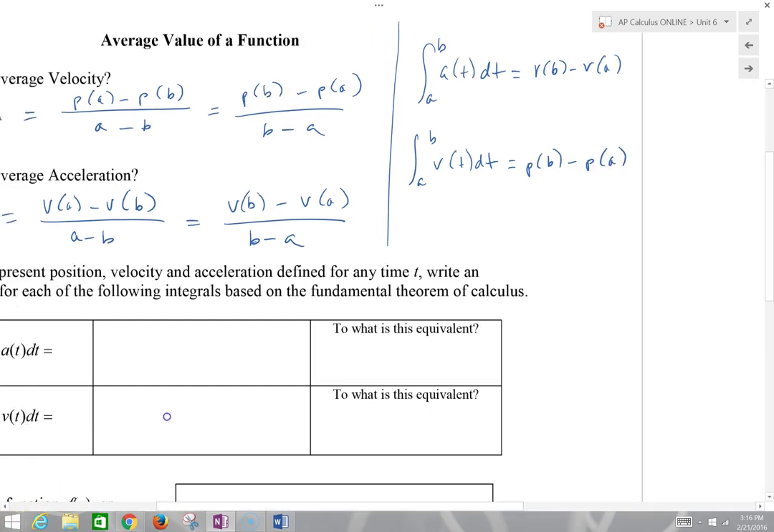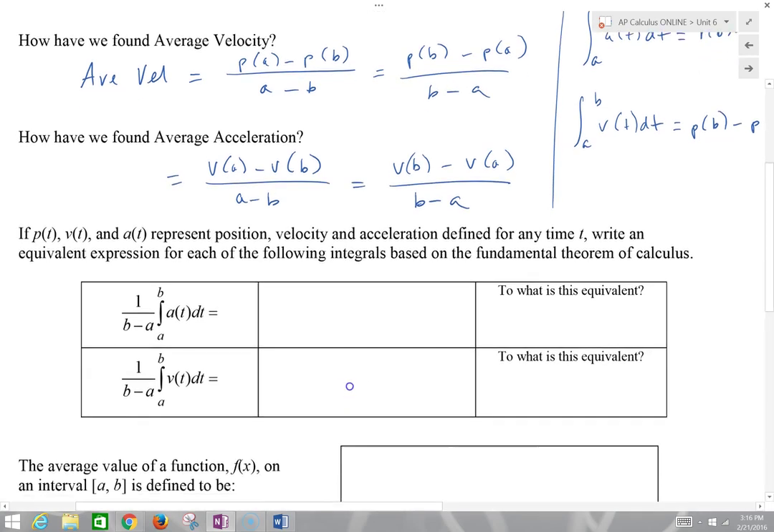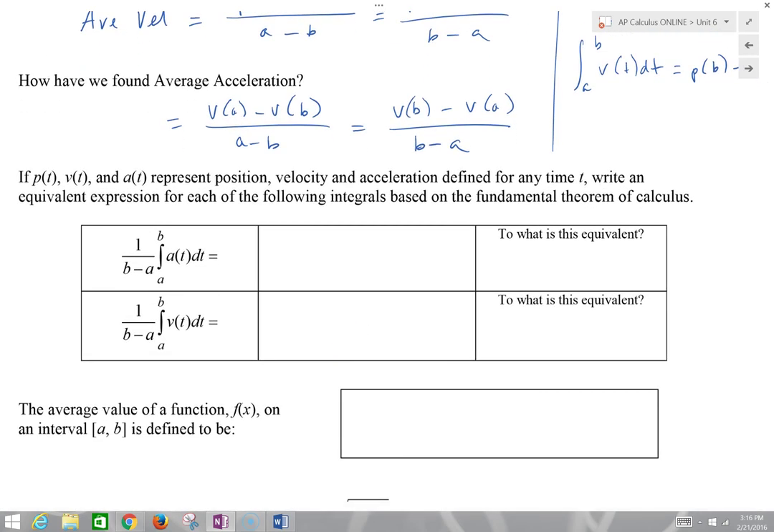So with those two things written down, let's see if you can do P of T, V of T, and A of T representing position, velocity, acceleration. See if you can write equivalent expressions for this and this in this row or column right here. So pause this now and see if you can do it without me.